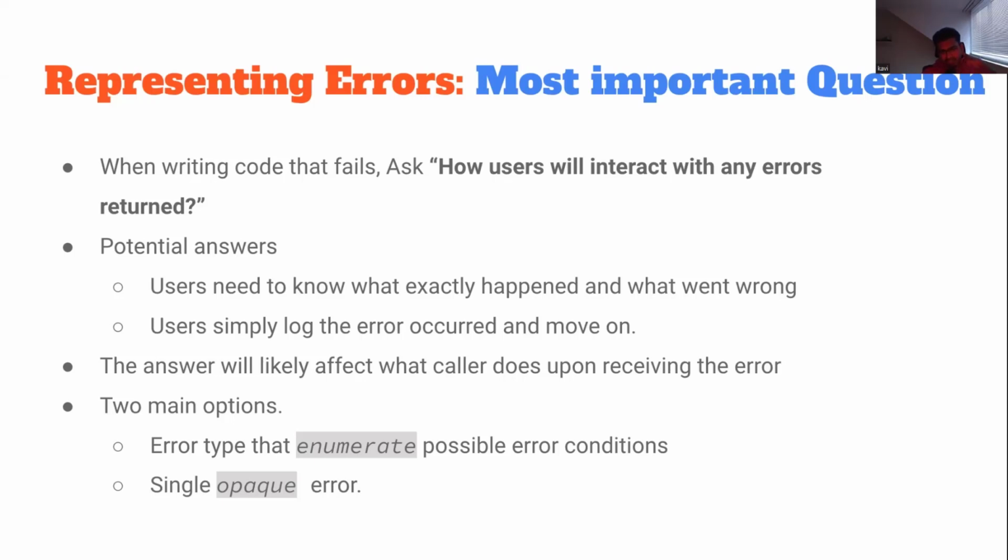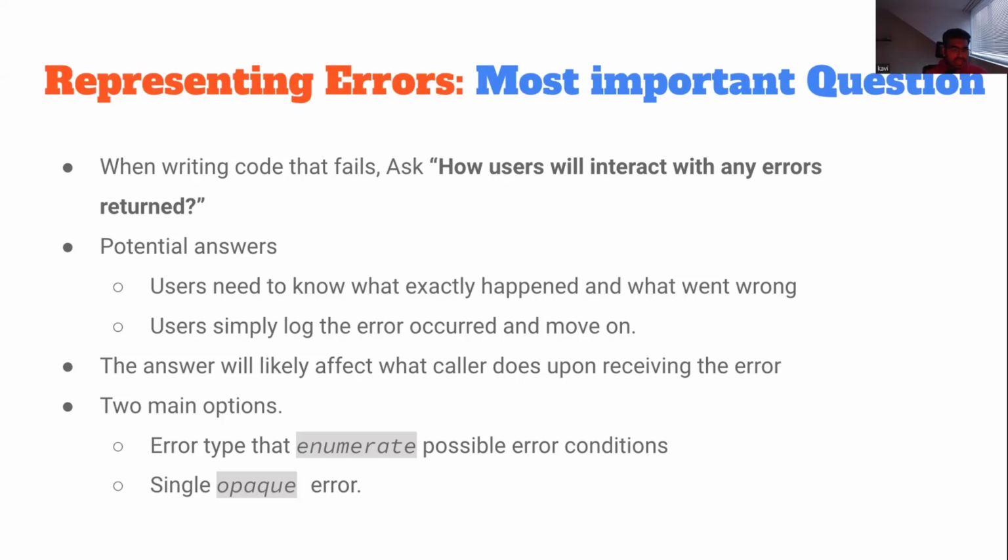You can answer that question in two ways. One is you tell the user exactly what happened, with all the details you can provide, and different types of errors. Let's say this specific error happened due to this cause, maybe something like that. And the second way is to just tell the user something bad happened, so that the user can just log it and move on. So what you choose directly impacts how the user is going to handle the error received by calling your API or your methods or whatever it is.